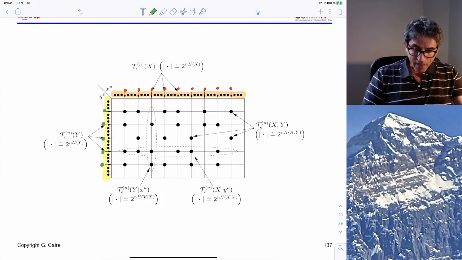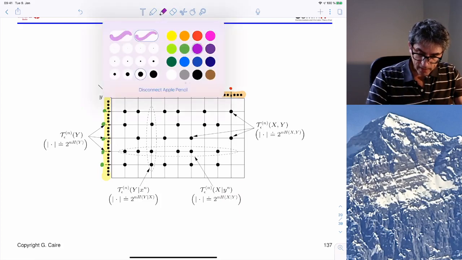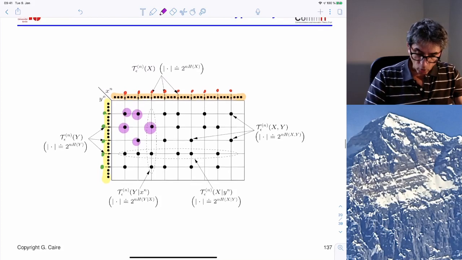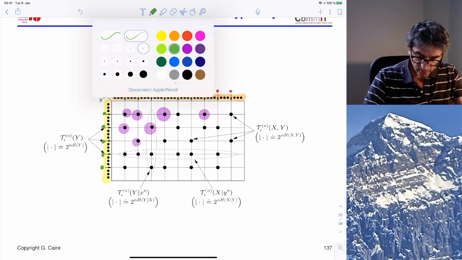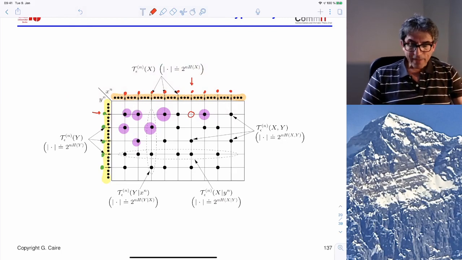Then it turns out that some of these pairs are also jointly typical, and those are indicated by, let's say, those dots. You see, not all possible pairs of individually typical sequences are jointly typical. Only a few of them. For example, this pair, if I take this one here, there is no dot. It means that these y and these x are individually typical, but they are not jointly typical.